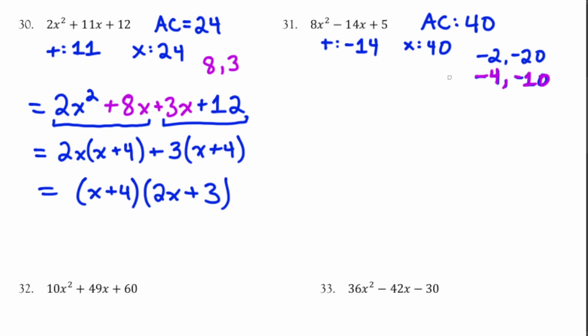What are these for? They're not the answer. Like, it's not x minus 4, x minus 10. This isn't even close. X times x is not 8x squared. And 4 times 10 is not 5. The shortcut only works if this coefficient, if a is 1. Instead, we are using negative 4 and negative 10 to break up the middle term.